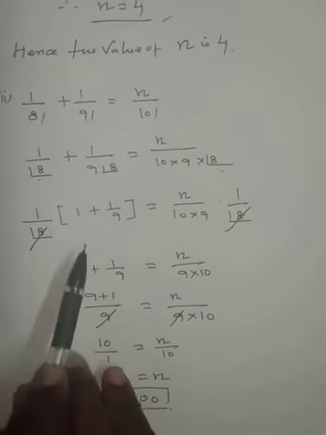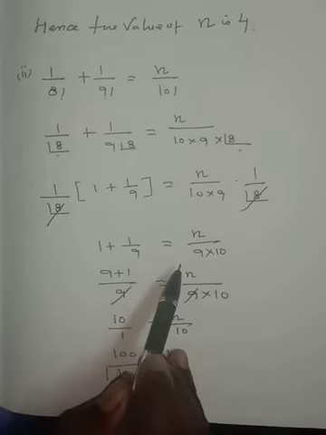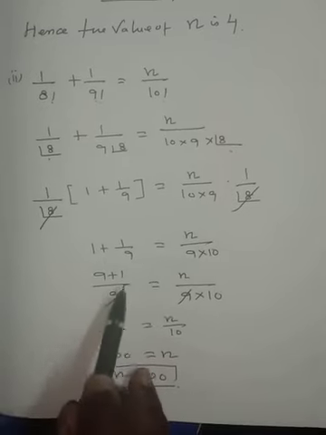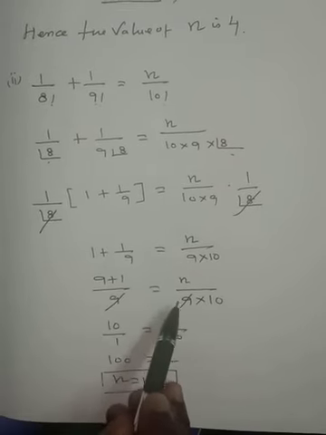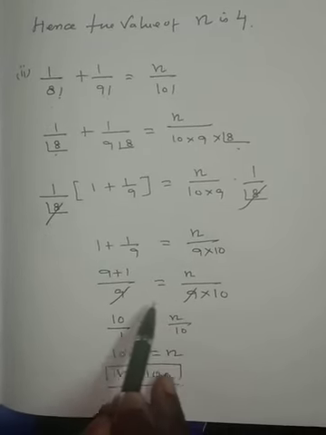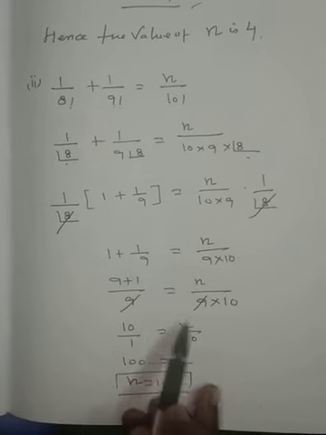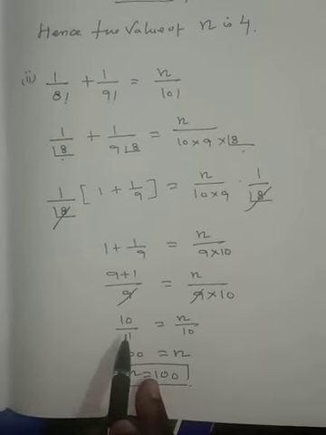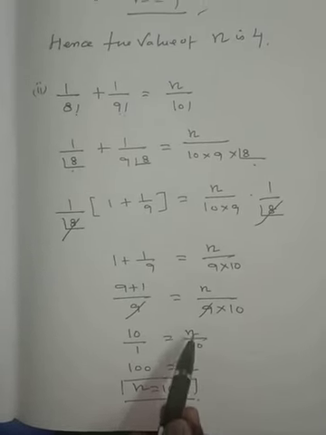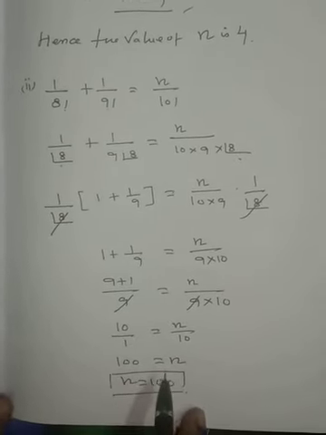Next, the remaining part: 1 plus 1 by 9 is equal to n divided by 90, that is 9 into 10. Now the left hand side, taking LCM, we have (9 plus 1) divided by 9 is equal to n divided by 9 into 10. Left and right denominator 9 will be cancelled. Next, cross multiplying, we have 10 divided by 1 is equal to n divided by 10. Cross multiplying, we get 10 times 10 is 100. 100 is equal to n.